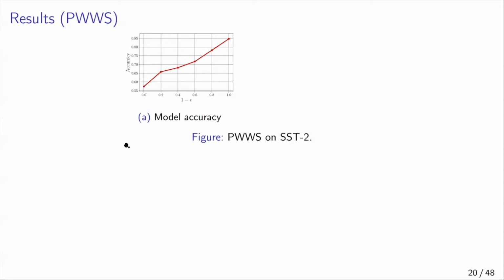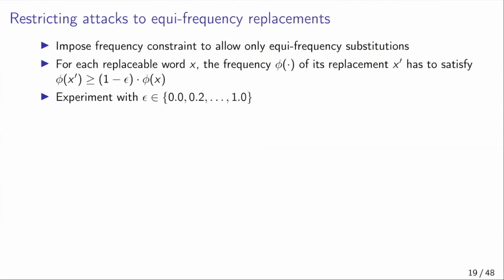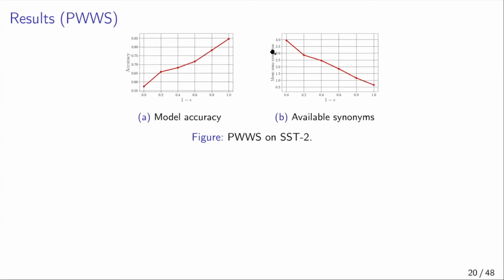This is the case because as we impose this constraint, there are just fewer synonyms for each of those replaceable words that the attack can use in order to find adversarial examples. So there's a nice relationship between the accuracy and what we see on the right here. On the right, we can see the mean number of synonyms available for each replaceable word as a function of 1 minus epsilon. And there's a perfectly clear relationship between how the accuracy goes up and how the mean number of synonyms goes down as we increase 1 minus epsilon.